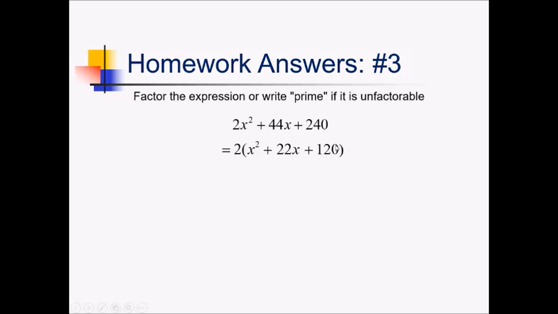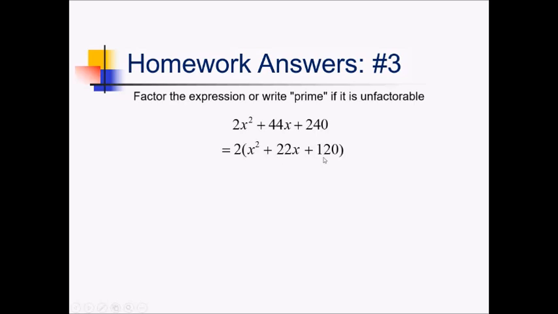So let's see, we've got 1 and 120, that doesn't work. 2 and 60 doesn't work. 3 and 40 doesn't work, although we're getting closer. 4 and 30, that gives us 34, still no good. 5 and 24 is also not going to work. How about 6 and 20? Nope, that's not working either. That adds up to 26. Well, what else is there?